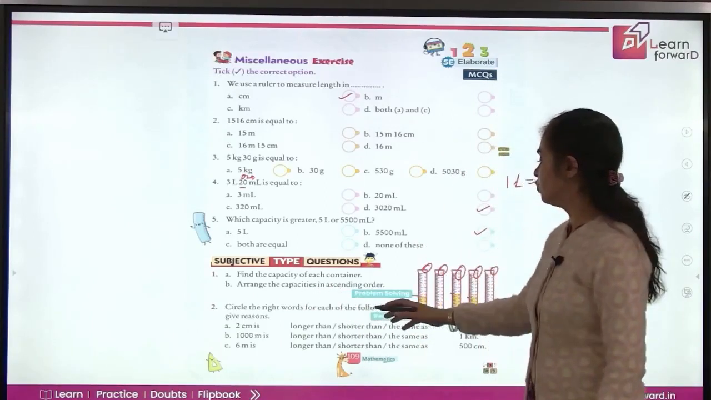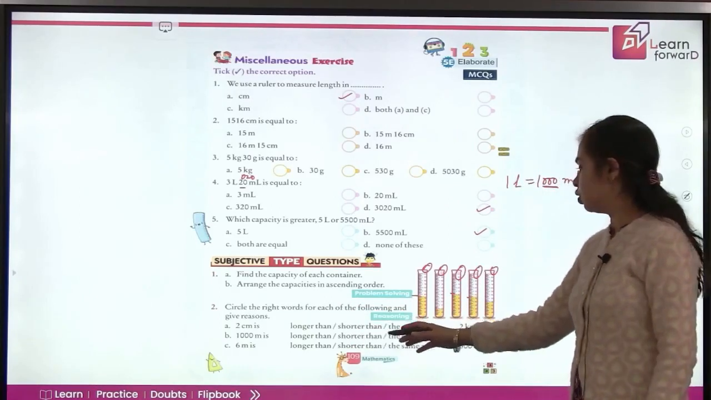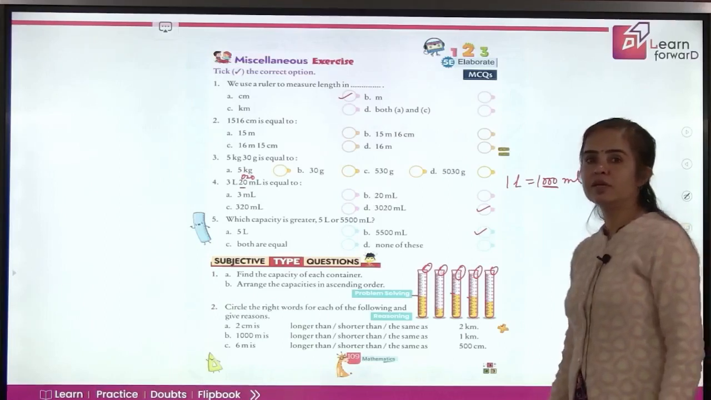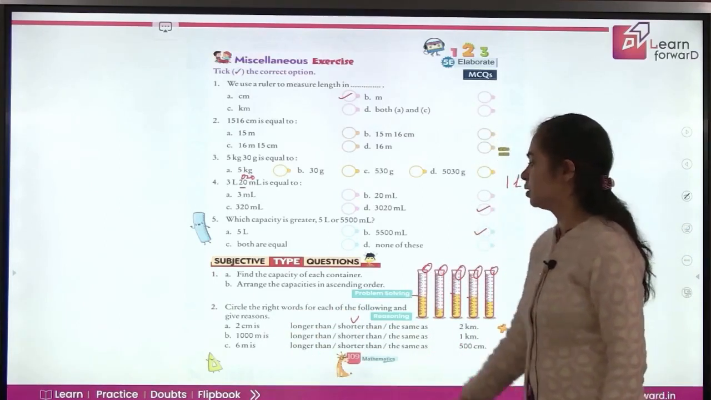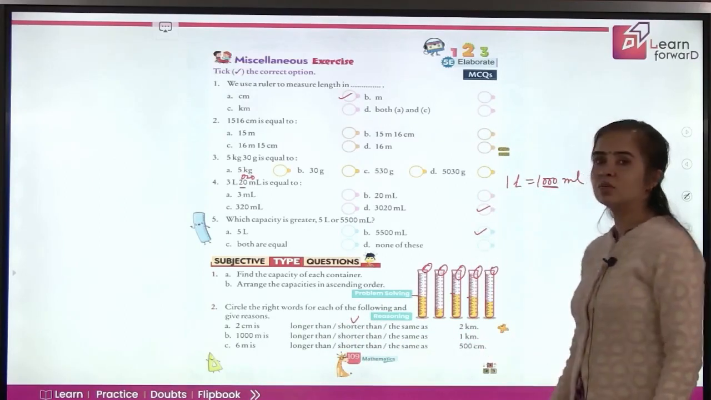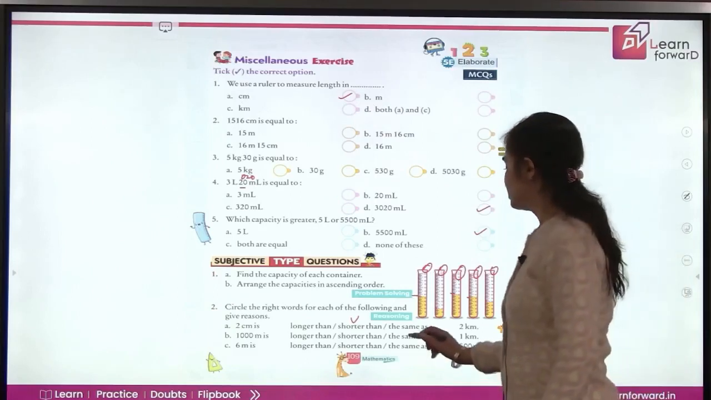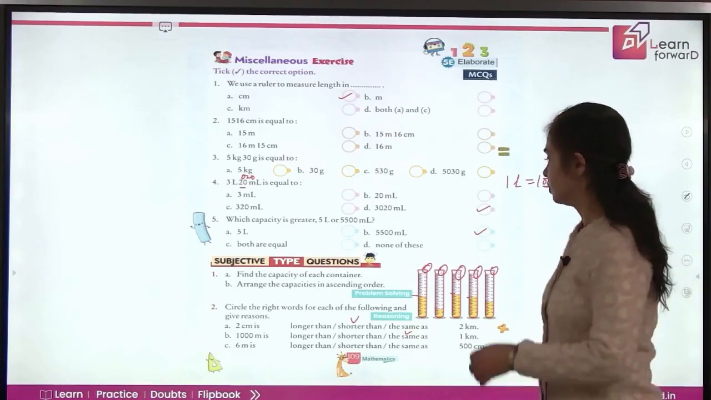Circle the right words for each of the following and give reason. 2 centimeter is longer than, shorter than, or the same as 2 kilometers. It is shorter than because this is a smaller unit. 1000 meter is longer than, shorter than, or same as 1 kilometer. It is same as because 1 kilometer is equal to 1000 meters.